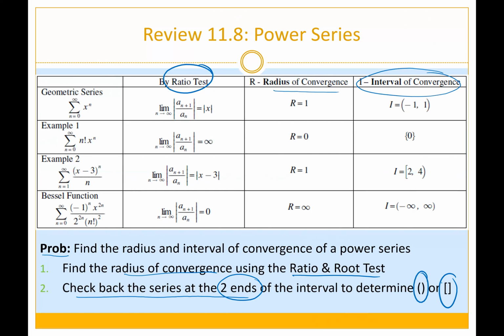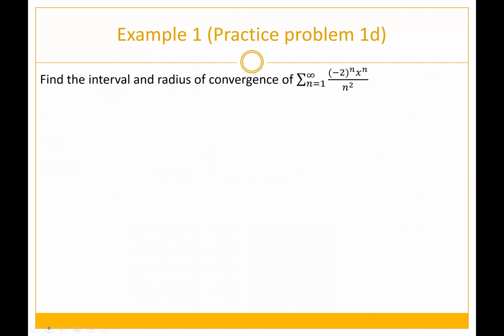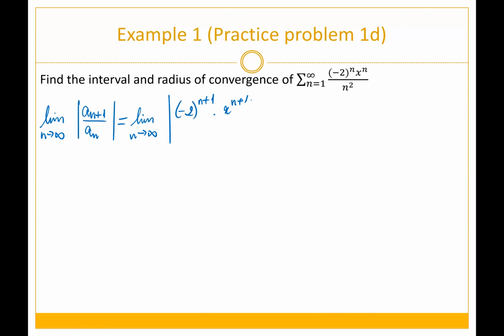Let's see an example to make it clearer. Find the interval and radius of convergence of this. So first of all, you use the ratio test. So you're going to put a n plus 1 over a n. This is going to give us the limit as n approaches infinity. So let's look at this part. If you replace n with n plus 1 in this term, what you're going to have is -2 to the n plus 1, x to the n plus 1 divided by n plus 1 squared, multiplied by n squared over -2 to the n, x to the n.